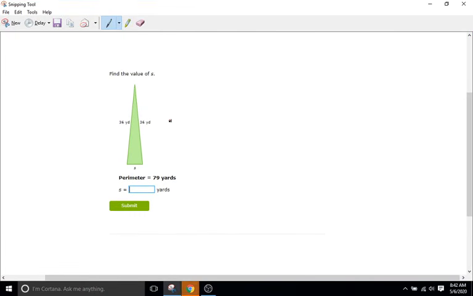Okay, so we have 36 plus 36 plus our S, right? S is what we're missing and what we're trying to find. Plus S equals, and then the perimeter is 79 yards. Okay. So we're trying to find our S. So to get S by itself, we'll subtract 36. Let's add the 36 together. So 36 plus 36 is 72.